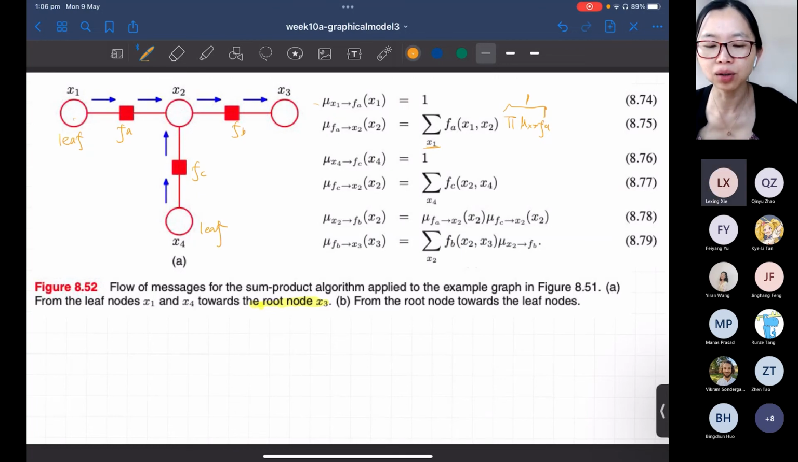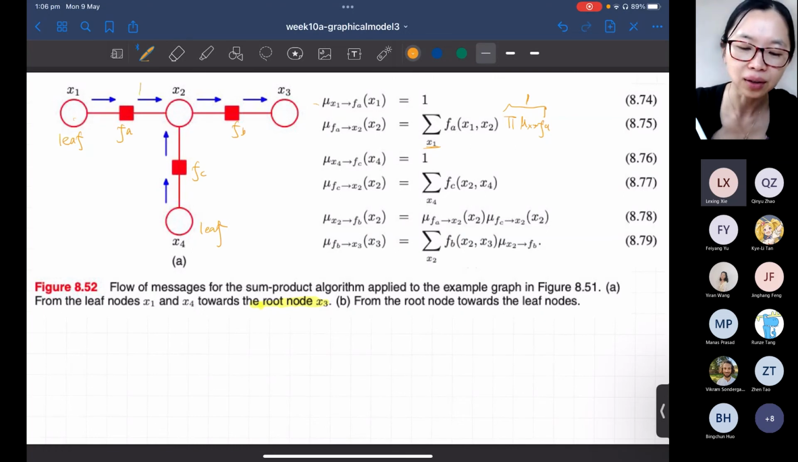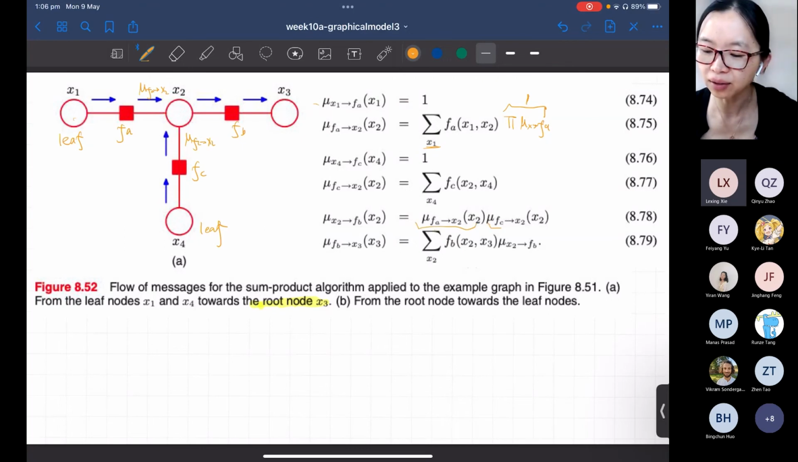And now we do a node to factor message again, which, as we have defined, is simply the product of these two, right? So this is mu of FA to X2, mu of FC to X2. So we simply multiply these two. So that's the node to factor message. That's easy. And then we get a factor to node message again. We do this more complicated thing. We take the node to factor message, multiply it with the factor, which is f of b, and then get rid of x2, which we don't need.